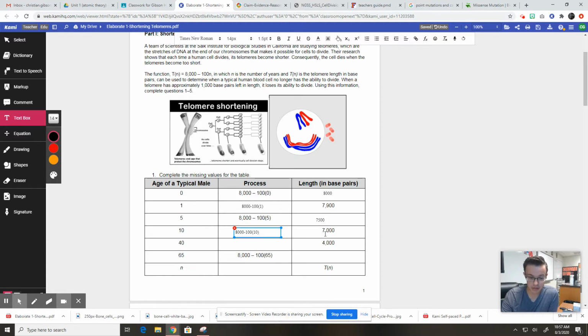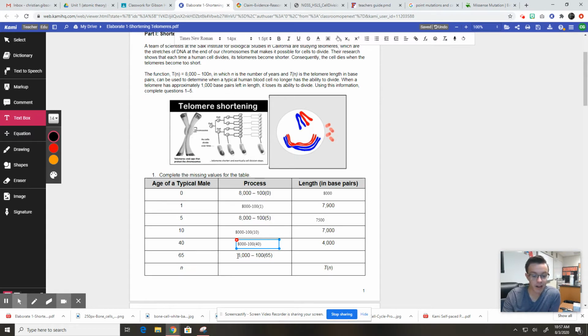So now we're down to 7,000 base pairs by the age of 10. Well, let's skip a few years. Now this person is 40 years old. So we have 8,000 minus 100 times 40. All right, 100 times 40 is 4,000. 8,000 minus 4,000 gives us 4,000. So now we're halfway through the base pairs in the telomeres, and so slowly losing that ability for our cells to divide as we get older.